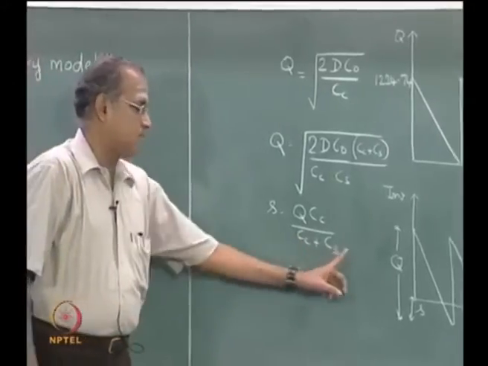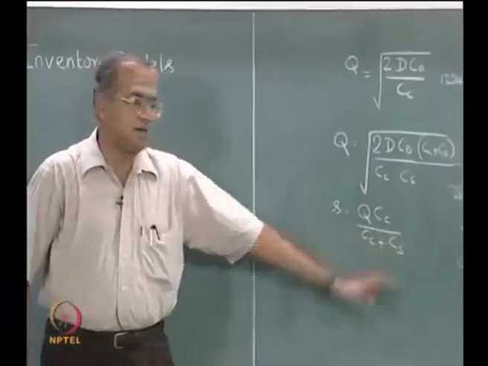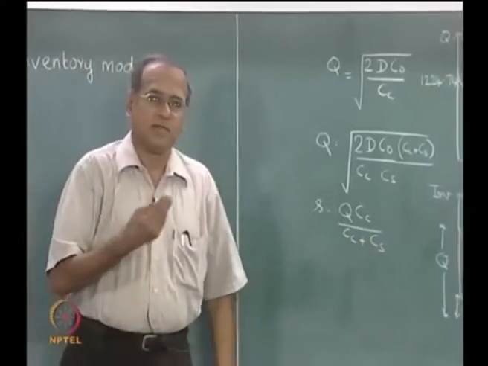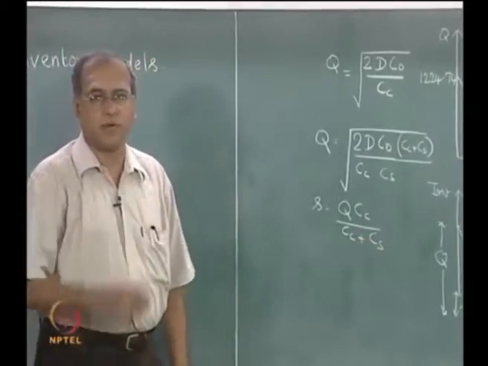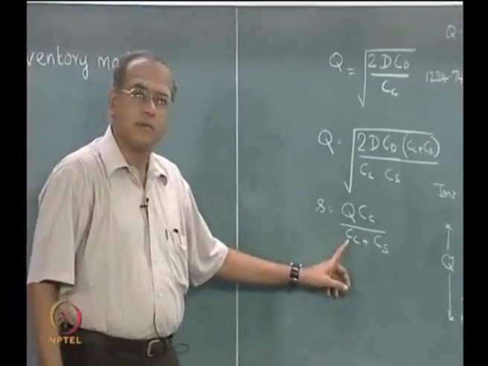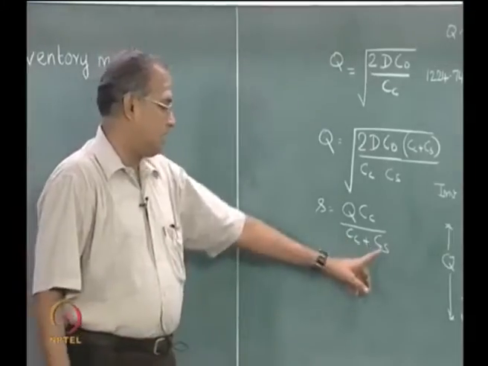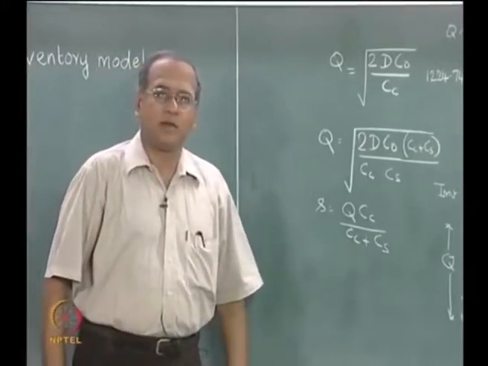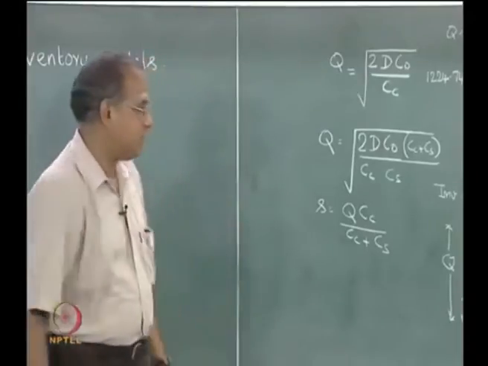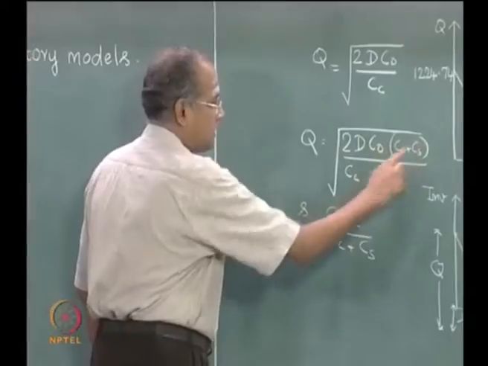Both from this expression as well as otherwise, C C and C S have the same unit, which is rupees per unit per year. Here it is rupees per unit per year to hold 1 unit of inventory. This is rupees per unit per year of 1 unit back ordered.